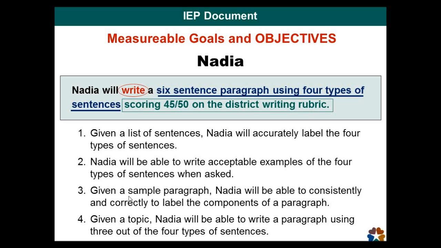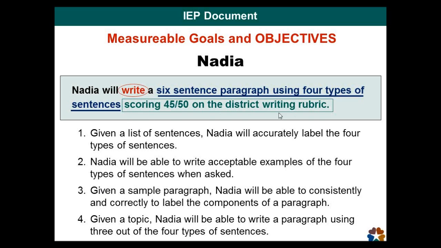So from there, we're going to now have it on a paragraph. So given a sample paragraph, she'll be able to consistently and correctly label the components of the paragraph. She needs to understand what a paragraph is, because not only is she being asked to use the 4 types of sentences, she's also being asked to write a 6-sentence paragraph. And then lastly, given a topic, Nadia will be able to write a paragraph using 3 out of the 4 types of sentences. So you can see how each step builds upon the previous step.